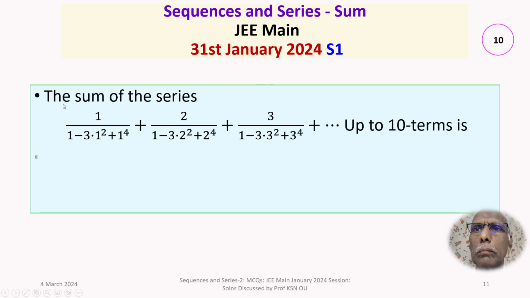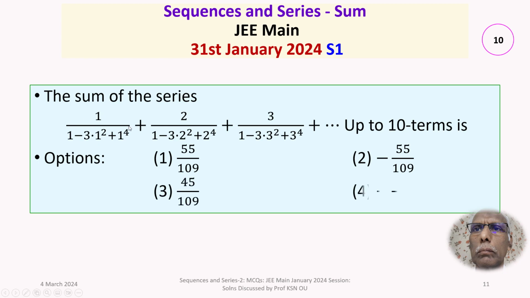Now, the given question is the sum of the series 1 by 1 minus 3 into 1 square plus 1 to the power of 4, plus 2 by 1 minus 3 into 2 square plus 2 to the power of 4, plus 3 by 1 minus 3 into 3 square plus 3 to the power of 4, plus etc., up to 10 terms. And we are given 4 options. So you are asked to find the sum of this series.